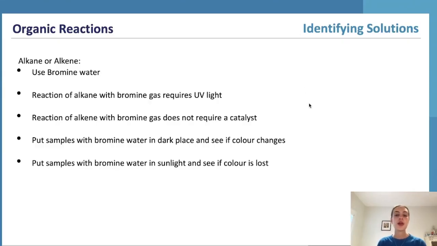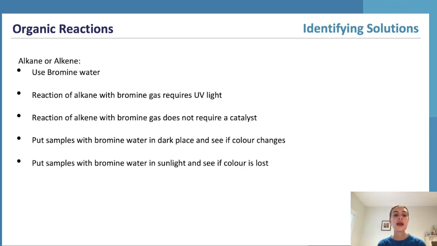So another thing we can do is we can use these organic reactions to help identify solutions. So in order to identify the difference between an alkane or an alkene, we can use bromine water. And so this is because we know that the reaction of an alkane with bromine gas requires UV light, whilst the reaction of an alkene with bromine gas does not require any catalysts.